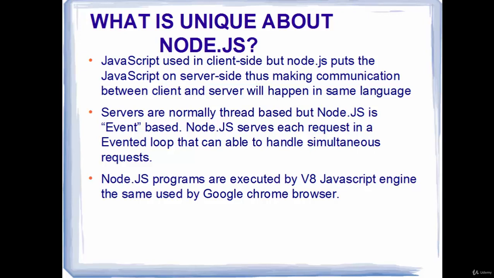Servers are normally thread based, but Node.js is event based. Node.js serves each request in an evented loop that is able to handle simultaneous requests. So Node.js is not a multi-threaded application. It only has one thread which uses events. And lastly, as I have already told you, Node.js programs are executed by the V8 JavaScript engine, the same engine behind the Google Chrome browser.